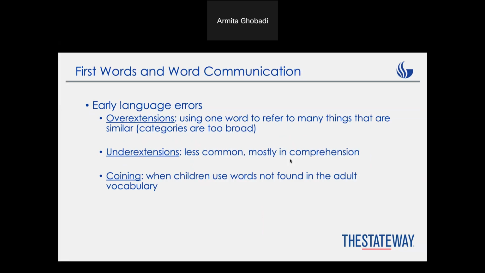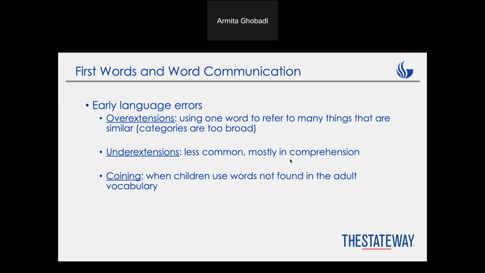But after some point, we're going to correct them, right? Maybe the first time or the second time, we're going to laugh at them because this is cute and funny. But after maybe four or five times, we're going to correct them. Overextension is very common in children. There is nothing wrong with that because they are just learning language development.